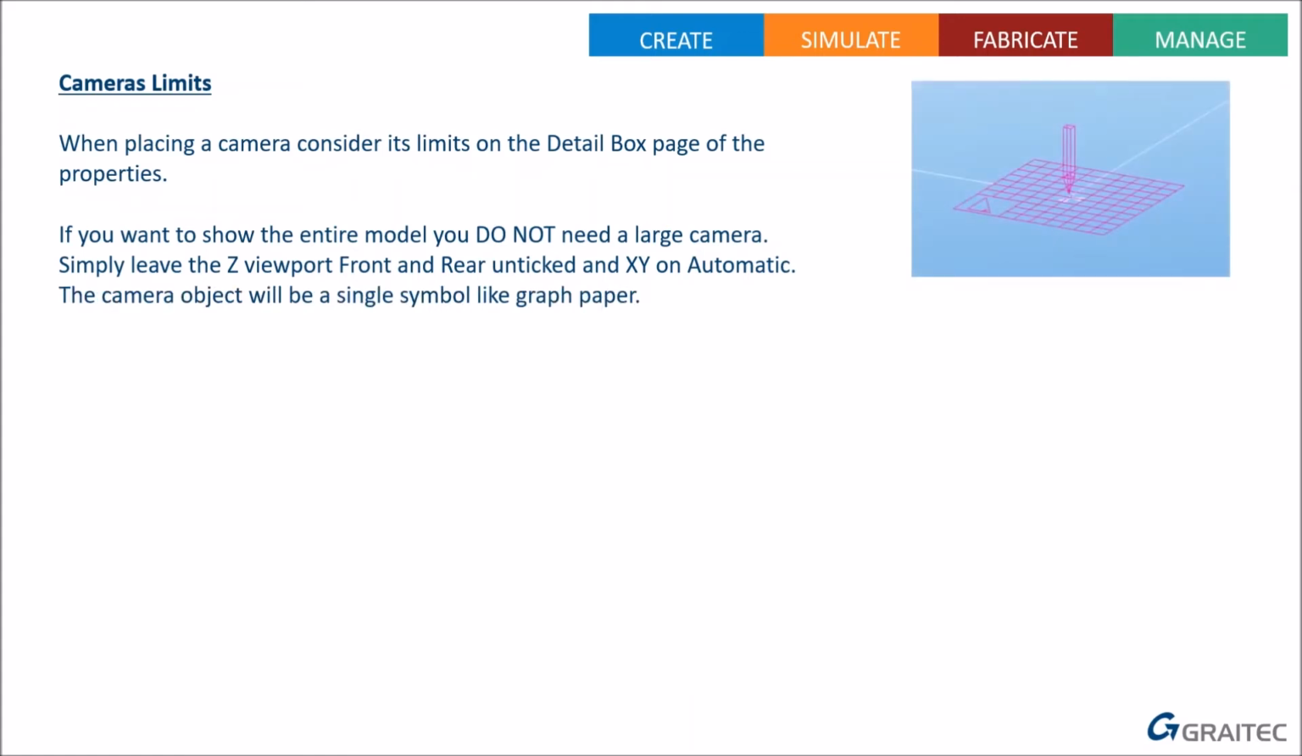And the camera object will be a small symbol like shown here, but that small symbol just has one little bit of graph paper and an arrow pointing at it. That will show the entire model because it's infinite in every direction. There's no need to do a 500-meter camera.